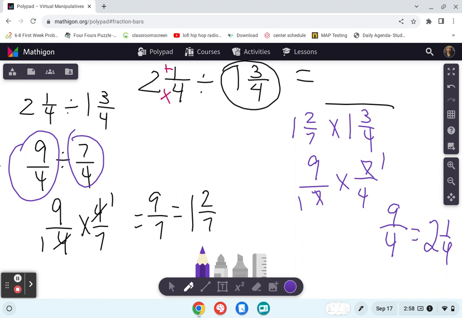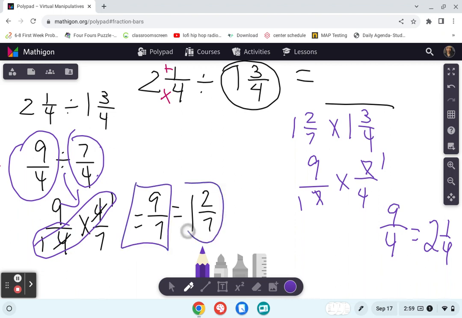But I went ahead and I did the keep, keeping my dividend at 9/4, change my division to multiplication, and I did the inverse of my fraction, which is 4/7. And because I had a 4 and a 4, kind of like a butterfly there, the diagonal, I know that 4/4 is the same as 1/1, and that just makes my multiplication across easier. So I got 9/7, and when I made that a mixed fraction, I got 1 2/7.